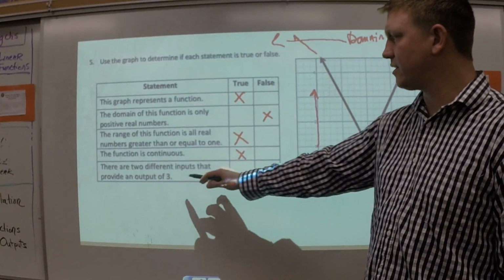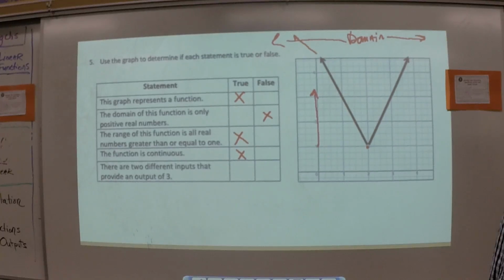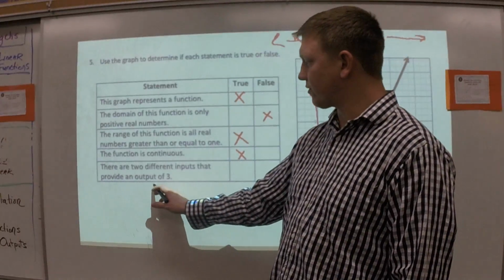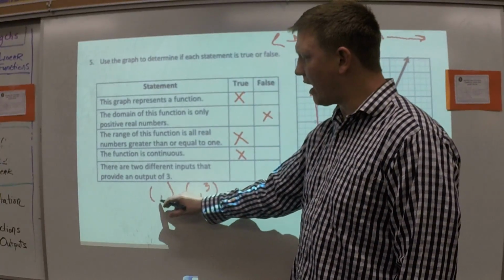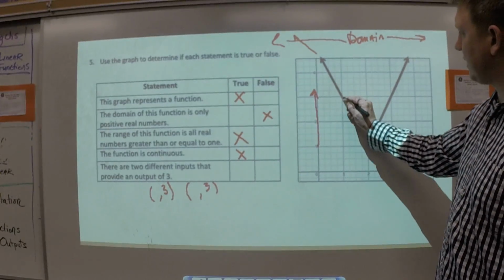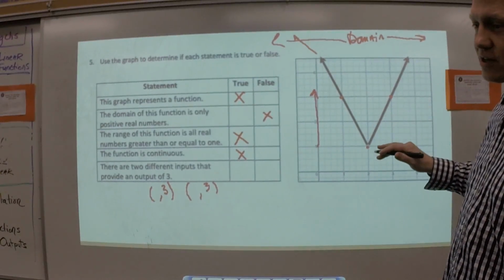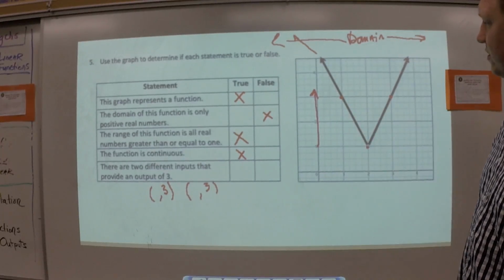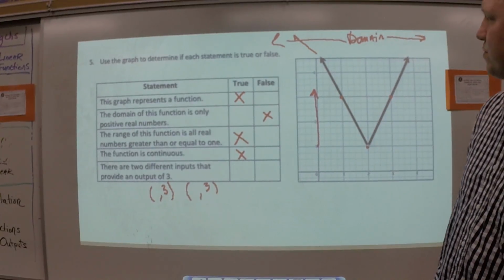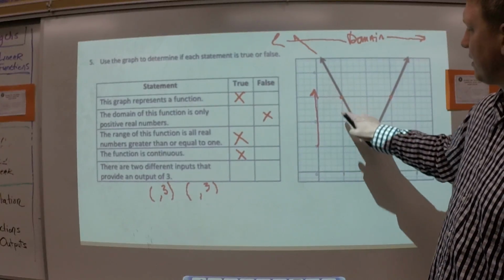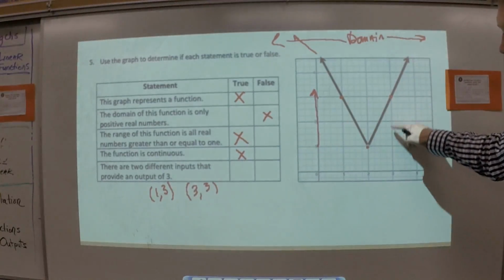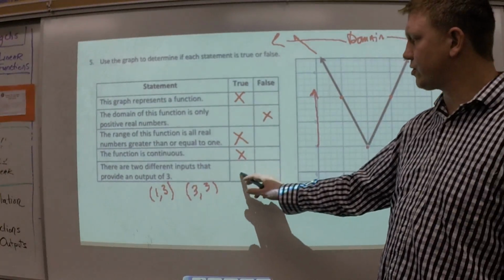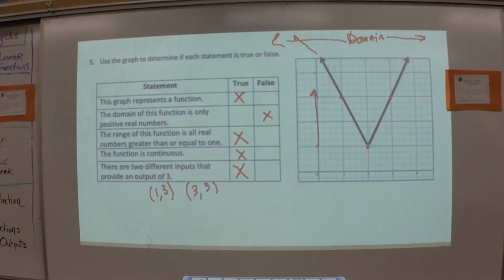And the next one says there are two different inputs that provide an output of 3. So it says, are there two ordered pairs where the output is 3? The y value is 3. Yes, right here and right here, and that's still a function. That's okay, because the x values are unique, but they still have the same output. This value is at (1, 3), and this one is at (3, 3). So this is true, yes. There are two different inputs that provide an output of 3, and that's okay, no big deal.